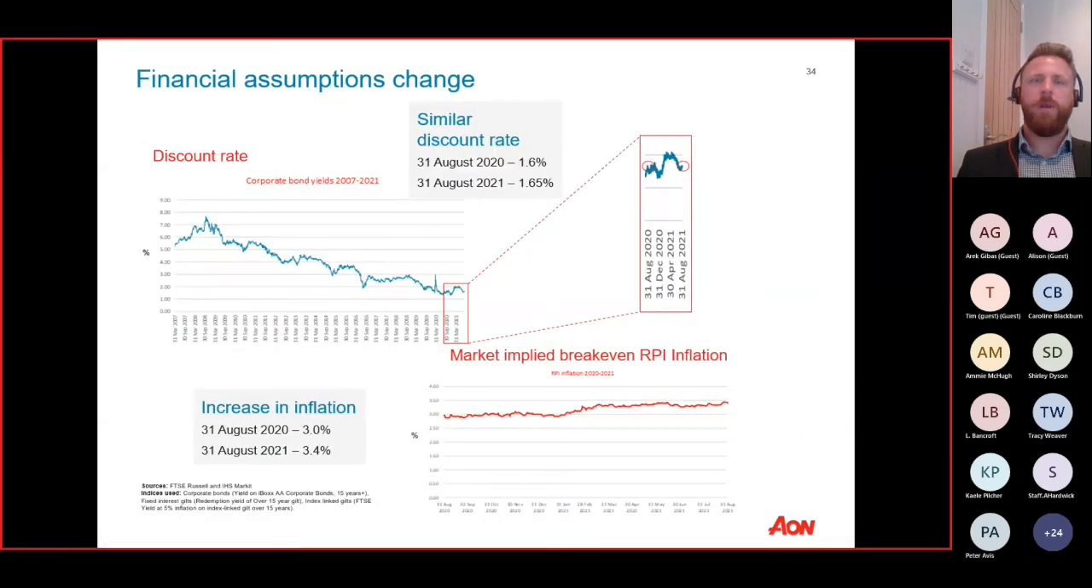Looking at the implied financial assumption changes then, worth noting before I talk through this slide that these charts are purely based on market data before any manipulation by us. So whilst it doesn't show the exact assumptions we're using, it gives a good direction of travel. So starting with the discount rate then in the top left of the slide.